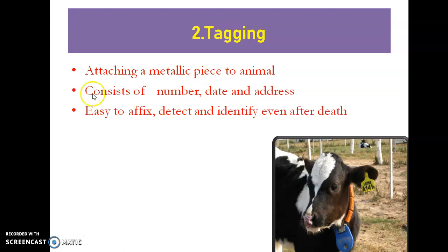Tagging is nothing but attaching a metallic piece to an animal. Here you can see that a metallic piece is introduced in the ear of this animal, and this particular metal piece carries a number, date and also the address. The advantage is that it is very easy to affix and detect, and we can identify this animal even after death by noting this particular metallic piece. That is called tagging.